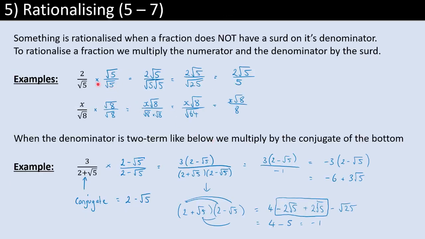For rationalizing, multiply the top and the bottom by the same surd, preferably the surd that's on the denominator of your fraction. And if you've got a 2-term denominator, you multiply it by the conjugate of your denominator, where you flip the sign over. And that is so the surd part of your expansion cancels each other out.